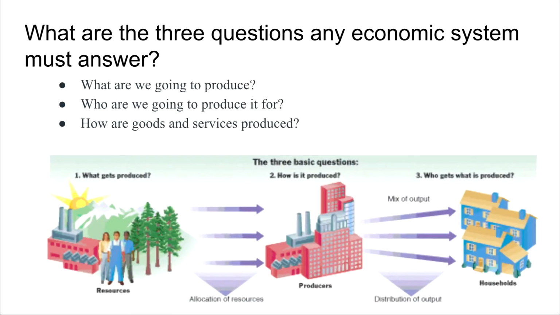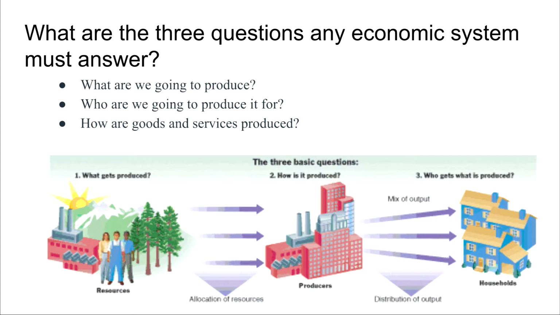There are 3 questions any economic system must answer. Firstly, we have, what are we going to produce? For example, an economy must decide whether they should produce kitchen appliances or weapons, build and fix roads, or buy textbooks for schools. Secondly, we have the question, who are we going to produce it for?